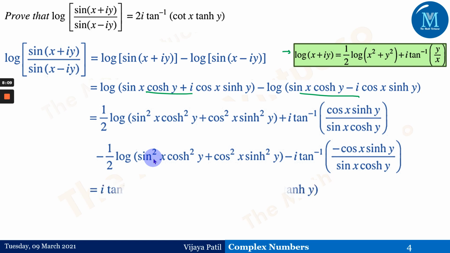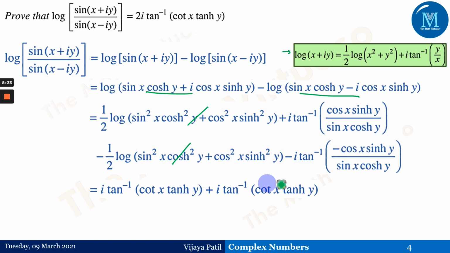Again, this plus or minus, we are going to get this, and this will go from here because of the plus and minus. The function here will remain with I times tan inverse of cos x sine hyperbolic y upon sine x cos hyperbolic y. Now cos x upon sine x will give us cot x. Similarly sine hyperbolic y upon cos hyperbolic y will give us tan hyperbolic y.